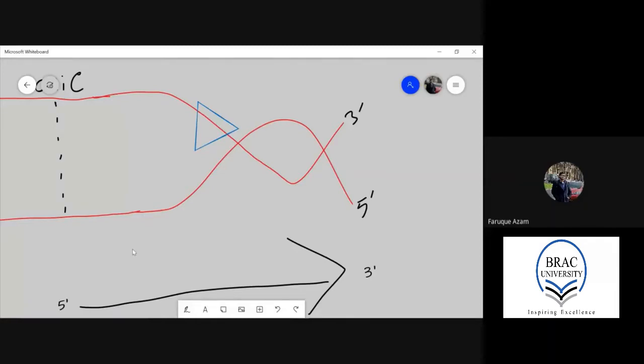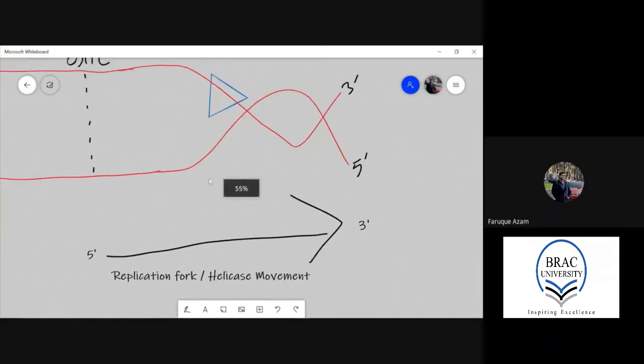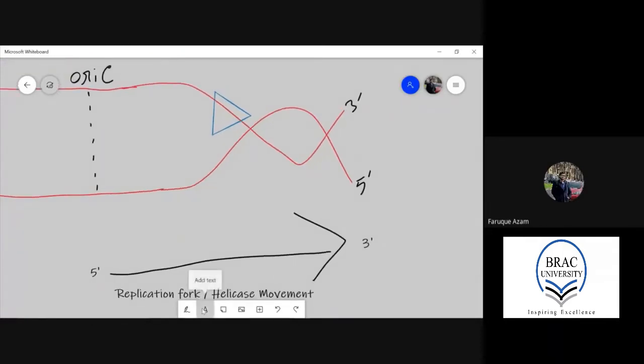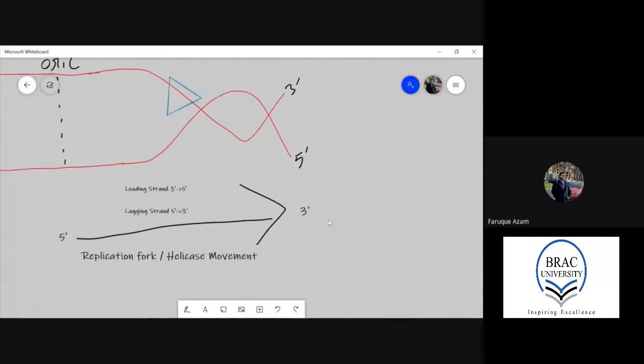And in the lagging strand, there will be fragments and a discontinuous process. So the replication process is a bit slower compared to the leading strand. This will be the leading strand direction, and the lagging strand direction will be the opposite. On the other side, the two directions will be the same, but we'll see why the lagging strand and leading strand are opposite.